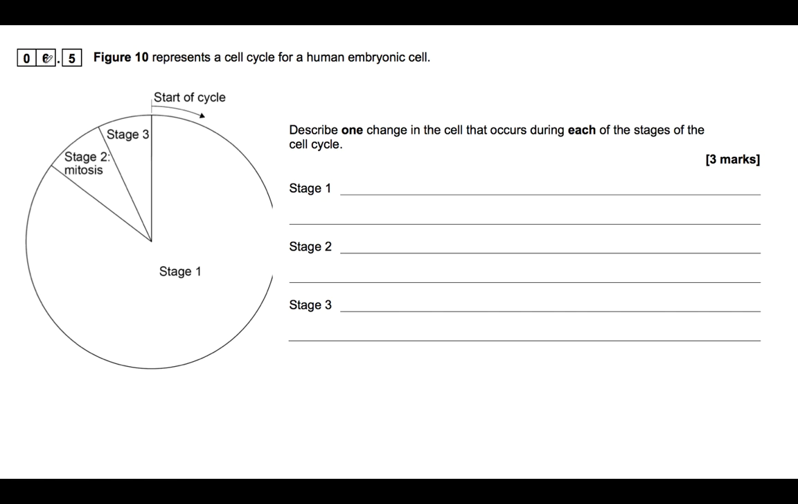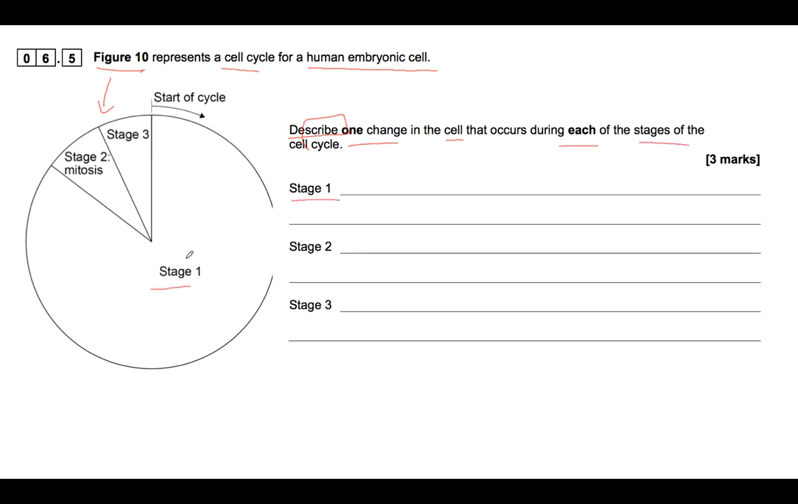Okay, 6.5, figure 10, that's down here, represents a cell cycle for a human embryonic cell. All body cells go through a similar cycle, and we need to describe one change in the cell that occurs during each of the stages of the cell cycle.